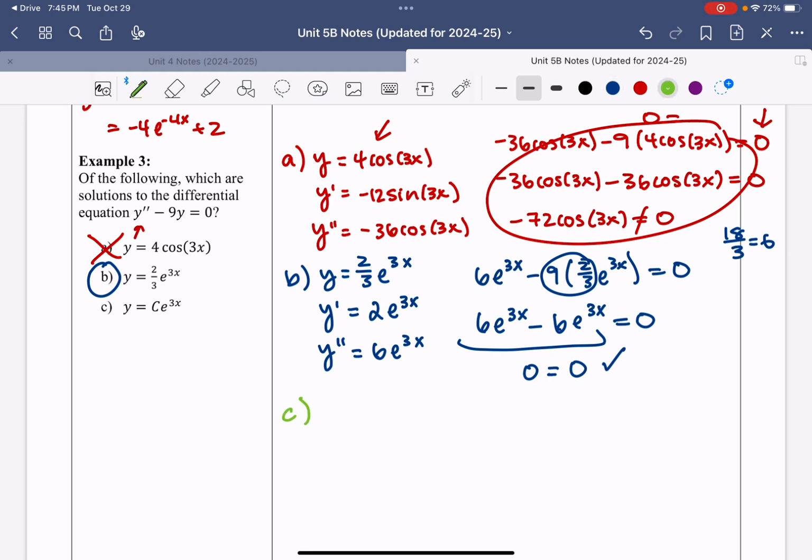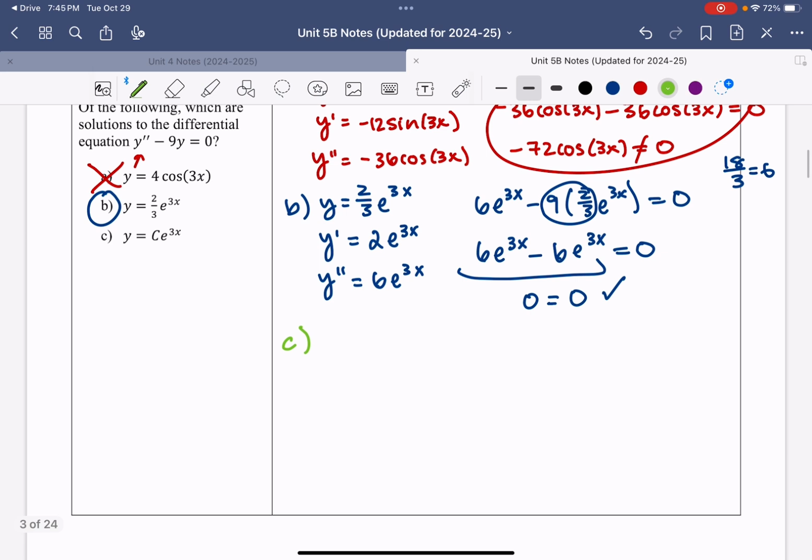All right, I said this was multiple choice. It's probably more select all that apply. So let's also check C. Okay, so for C, we're going to try the same thing.